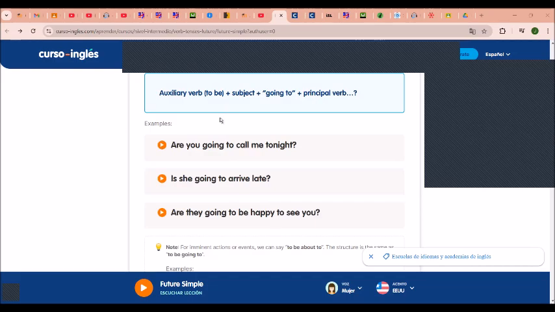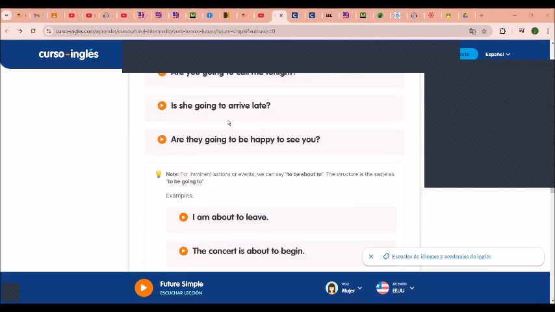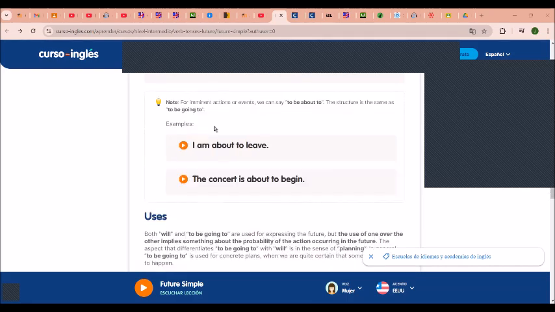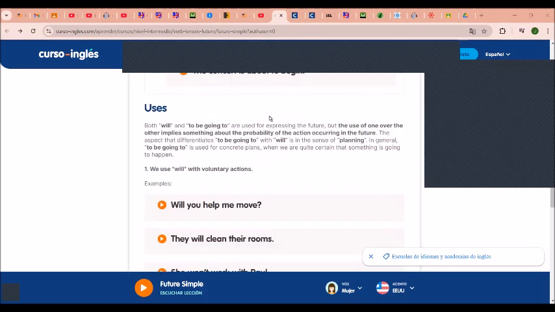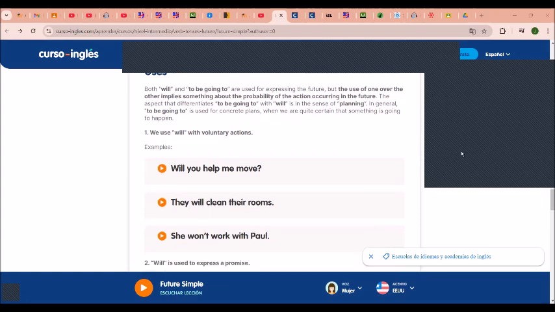Now, when do we use them? Well, we're generally using them for either something that's spontaneous or something that's planned. Let's dive in and let's look at the differences. All right. Let's start with number one, with will. Andrea.